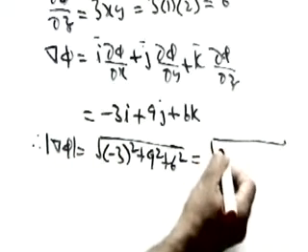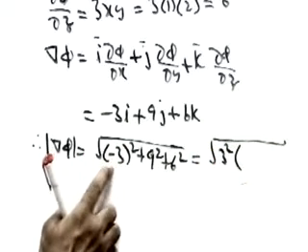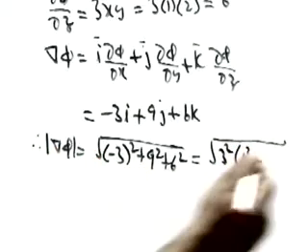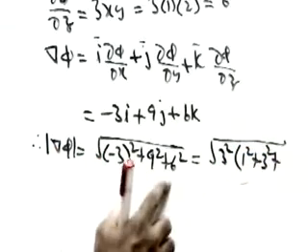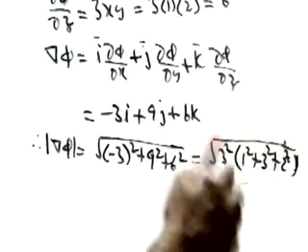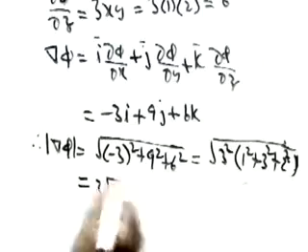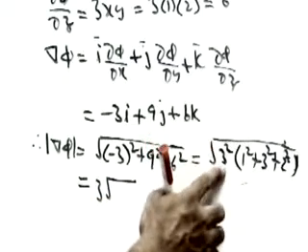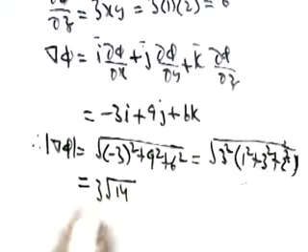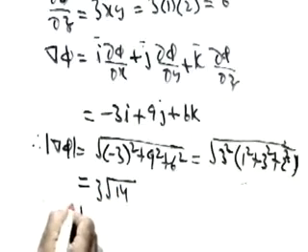Let me do one thing. Let me take common 3 square from all this. If we take 3 square common, minus 3 square will become plus, 3 ones are 3, so we are left with 1 square. 3 3s are 9, we are left with 3 square. 3 2s are 6, we are left with 2 square. So this square and root get cancelled. What is left here? 3 into under root of 9 plus 1, 10. 10 plus 4, 14.